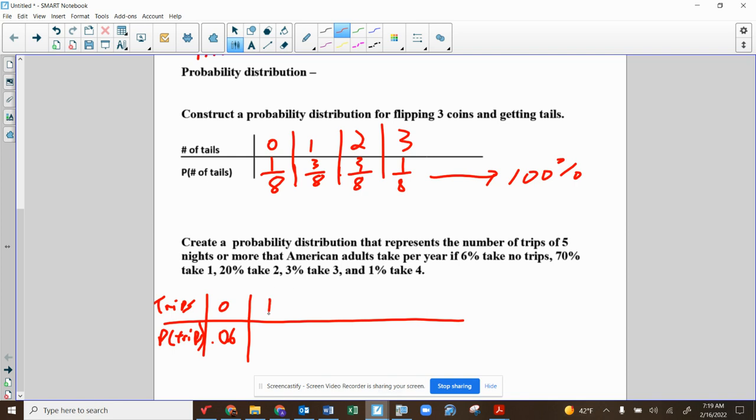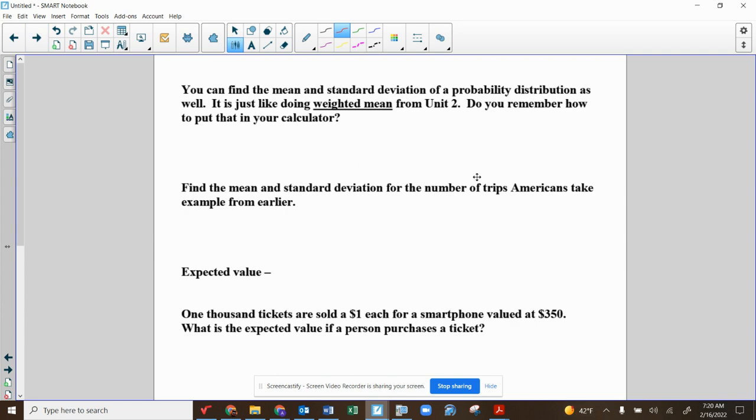All right, 70% take 1, 20% take 2. You don't necessarily have to put 0.20. You can just put 0.2 if you want to. 3% take 3. That is 0.03, not 0.3. And 1% take 4. And if you would add these up here, that's 90, 96, 99, 100%.